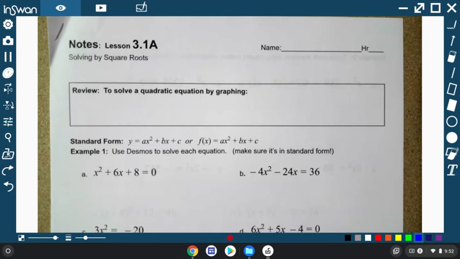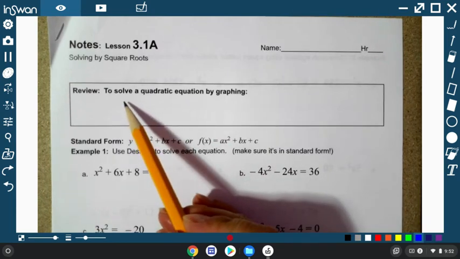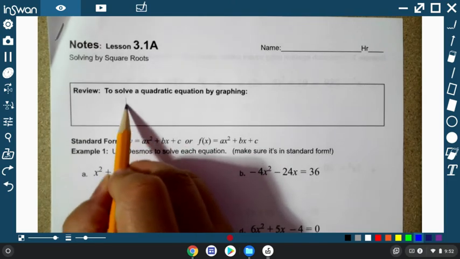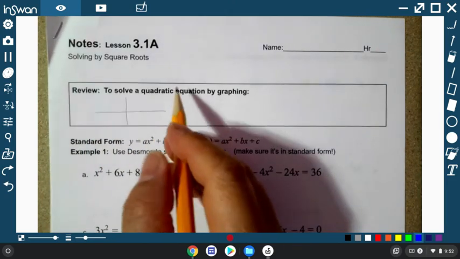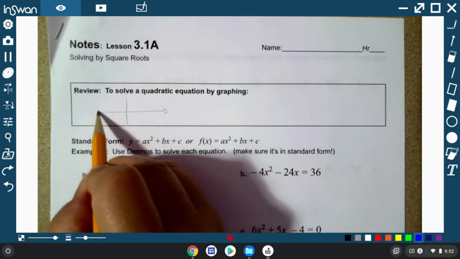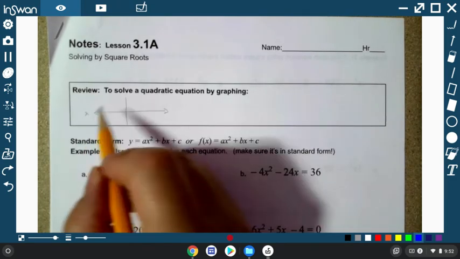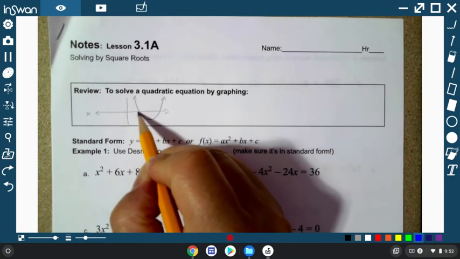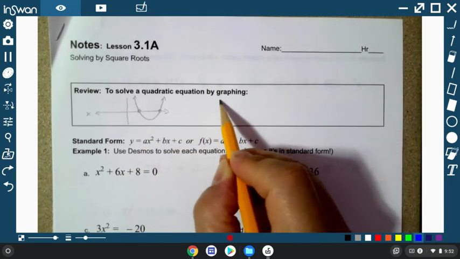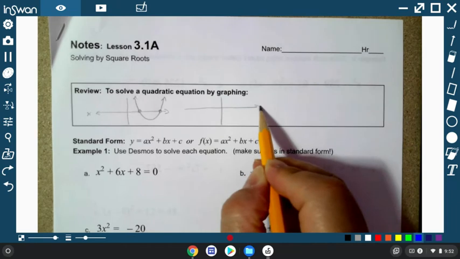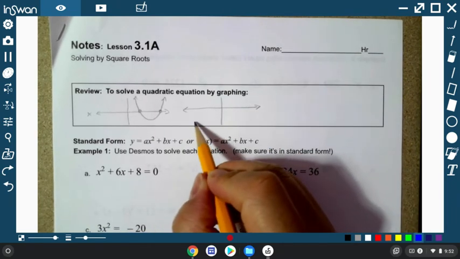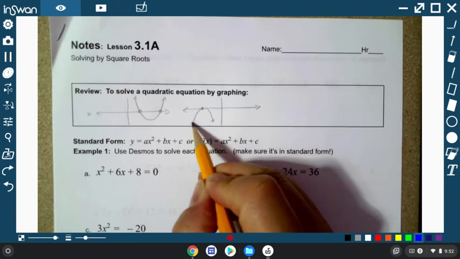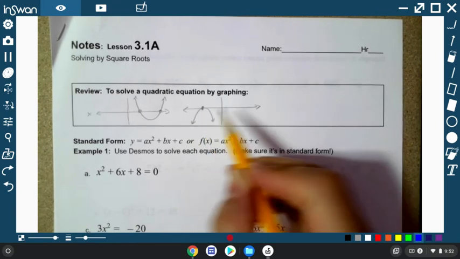First, let's review real quick how we solved a quadratic equation by graphing. Whenever you graph, if the quadratic function crosses the x-axis, that's where you're going to find your solutions. If the parabola crosses 2 times, you will have 2 real solutions. If the graph touches 1 time, it could be open up or open down, and that would have 1 real solution.